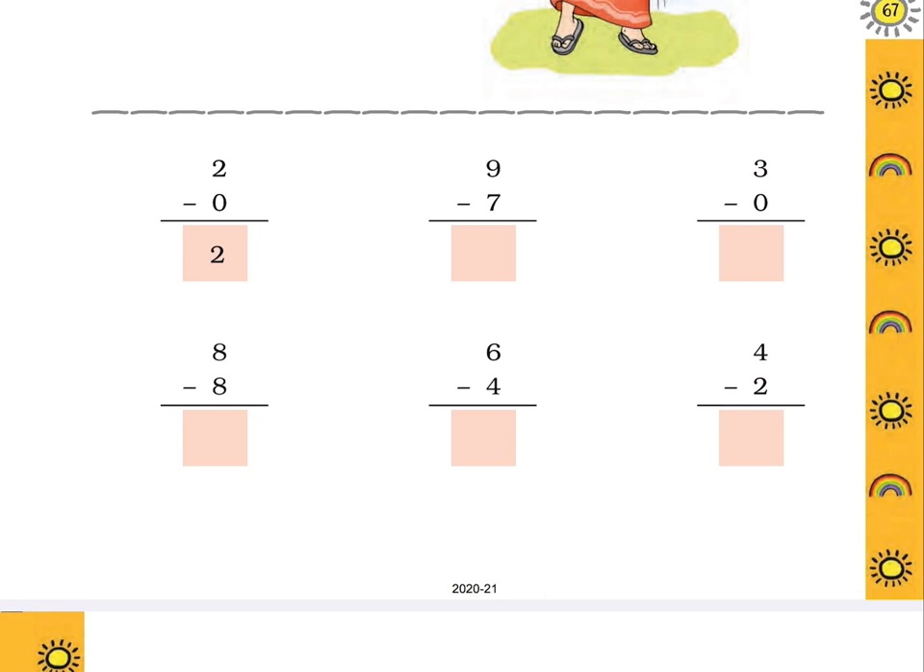Question 5. Number 6 is written above. Minus 4 is written below. Find and write the answer. Question 6. Number 4 is written above. Minus 2 is written below. Find and write the answer.